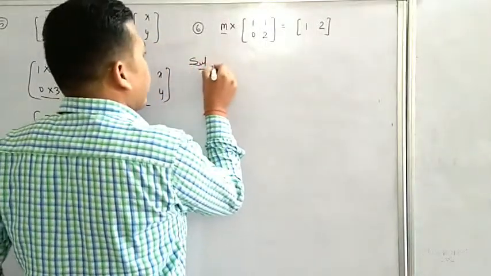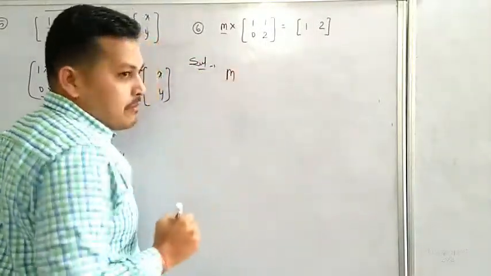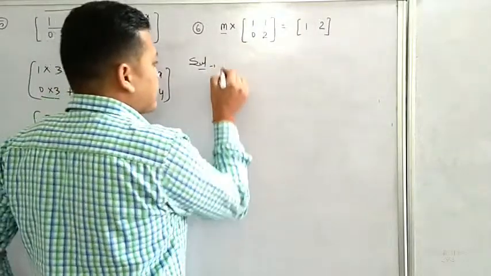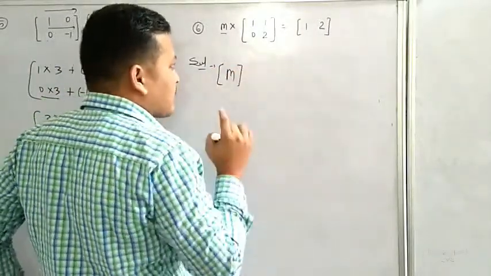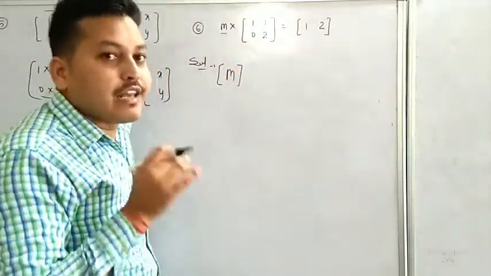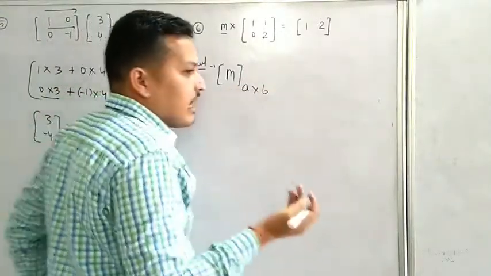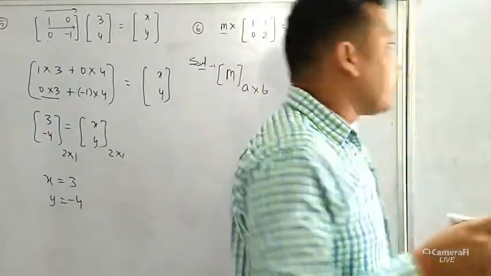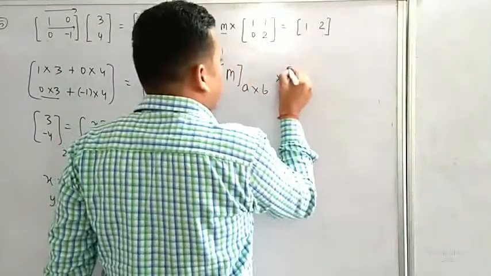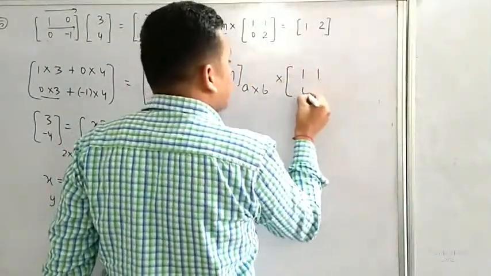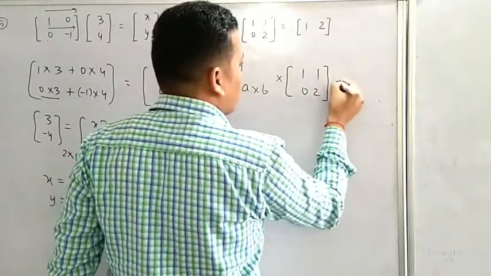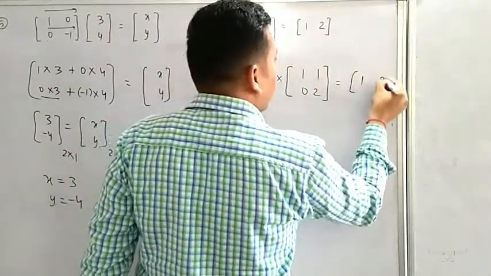So sir, how can we write it? We can write M here. M is the matrix. Let the order of the matrix M be A cross B. Next, multiply by [1 1 0 2], which is equal to [1 and 2].